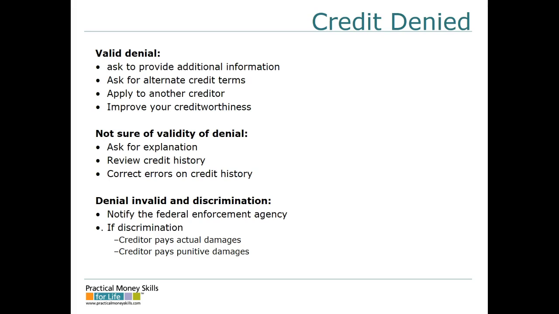Not sure of the validity of the denial, you can ask the creditor to explain why you were denied and review your credit history. If you find your credit history contains errors, you need to take steps to get those corrected. That can be done. And if you believe the reason for the denial is invalid and you were discriminated against, then you need to notify the federal enforcement agency whose name you were given by the creditor. Remember that there are laws that occurred in the 70s that protect us from this. The federal enforcement agency will investigate and report back to you.